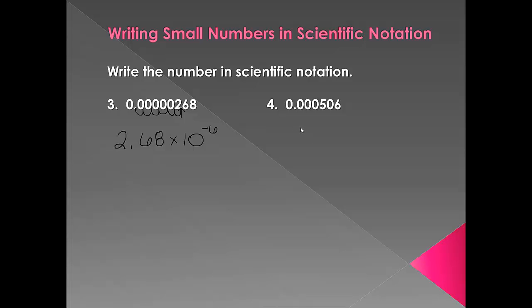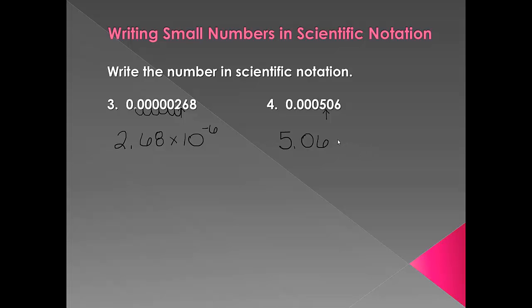Now for number 4, I want my decimal to be to the right of the first non-zero digit. So if I start at the beginning and I move over, my first non-zero digit is this 5. I want my decimal to the right of it, so that means my decimal is going to be right behind it. So I have 5.06. This 0 does need to be included in my answer because it's in between 2 numbers that are not 0. But all the zeros in front of the 5 do not have to be included.